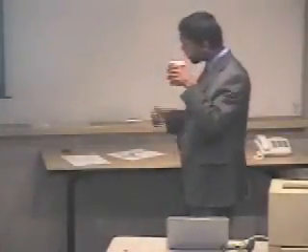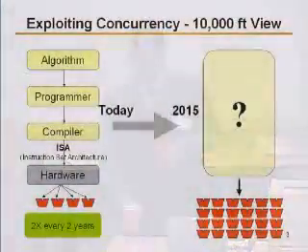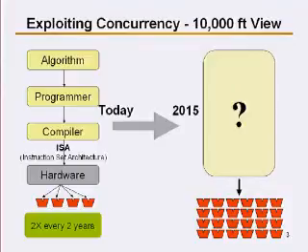Alright, so let's look at yet another high level slide. Here I've shown the system stack all the way from the algorithm down to the hardware. There are a couple of points here. First, if you look at the ISA, it has been fundamentally sequential for the past 25 years or more. It hasn't changed that much.